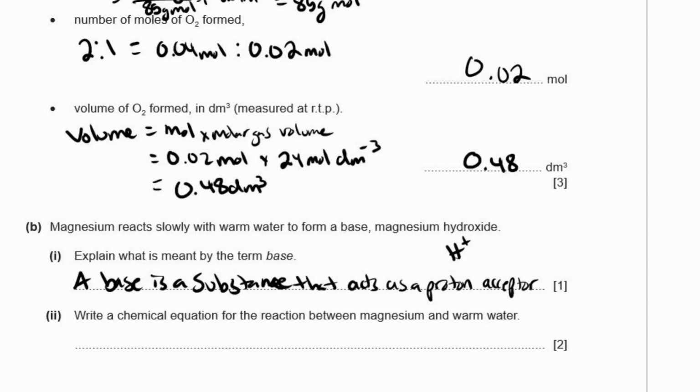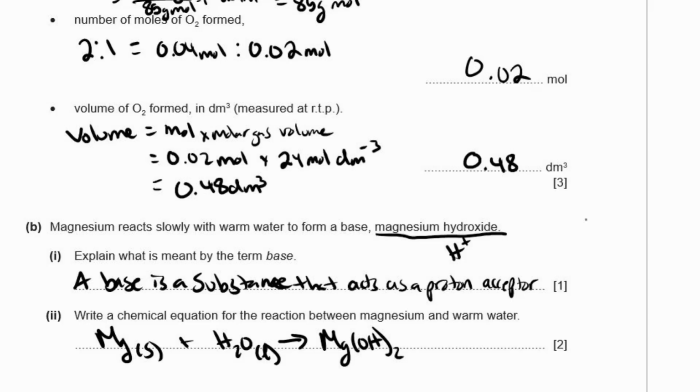So 2, write a chemical equation for the reaction between magnesium and warm water. So we know magnesium, which is a solid, plus water, which is a liquid. I'm leaving a space in case you need to balance it. Produces, it says it produces magnesium hydroxide. So the formula for this, Mg(OH)2.